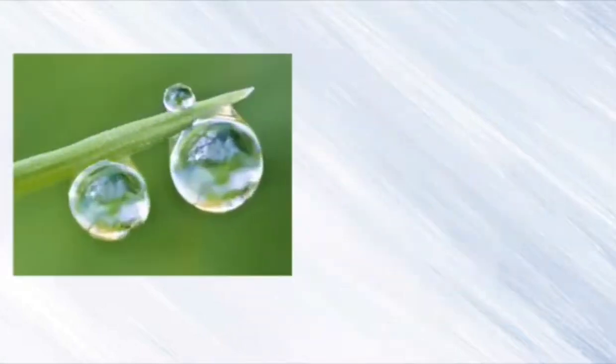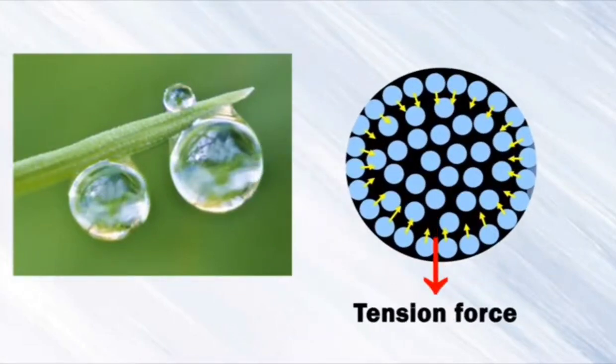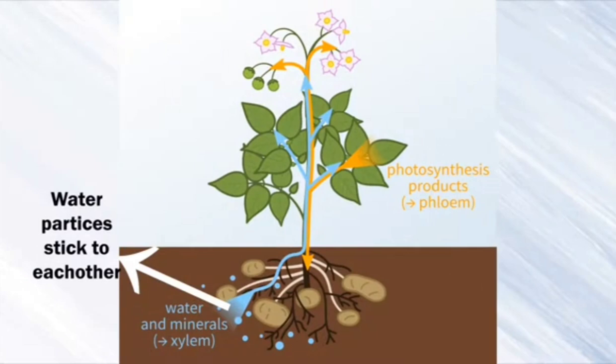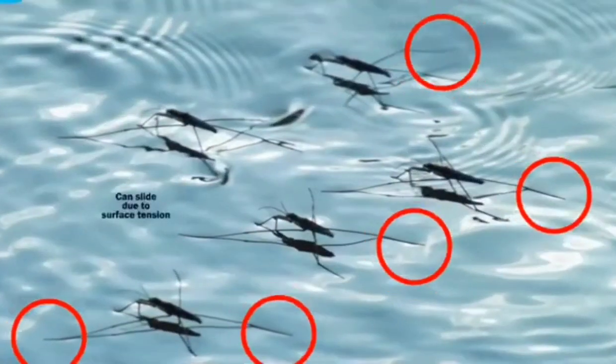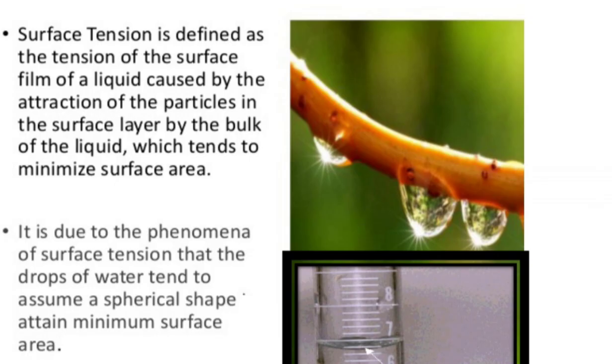Let's see a few things where surface tension is applicable. In a water drop, because of the tension force, all the surface molecules rearrange to form a spherical shape. Surface tension is also responsible for carrying water upwards in plants. The water strider insect slides on the water surface easily due to the surface tension of water.